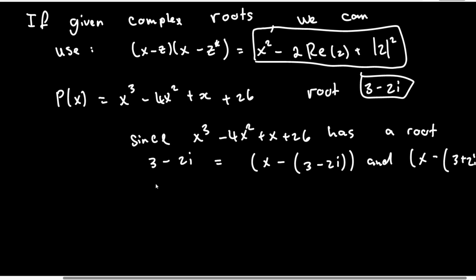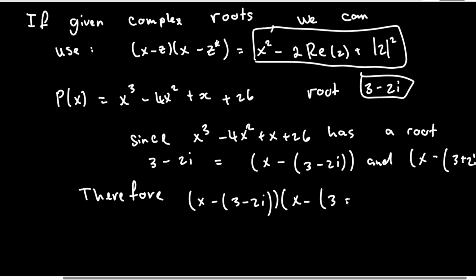So since that is the case, I can say, therefore, if I plug this into the formula, x minus 3 minus 2i times x minus 3 plus 2i is then going to be equal to x squared minus 2 times the real number. So 2 times the real number is 6. So we get minus 6x, and then 3 squared plus 2 squared. Wait, 9 plus 4. Whoa, that's 13. Plus 13.